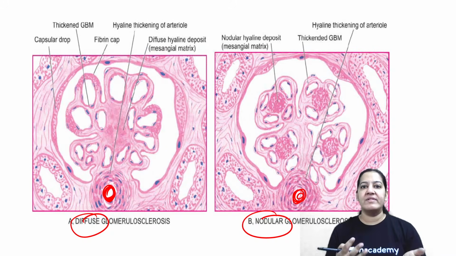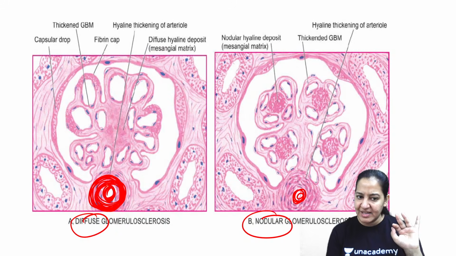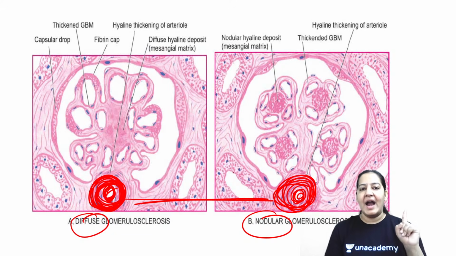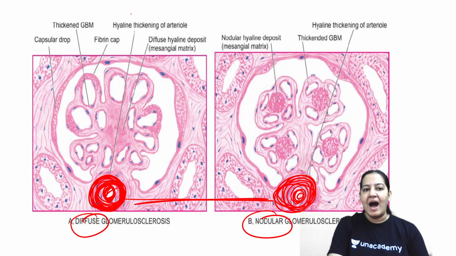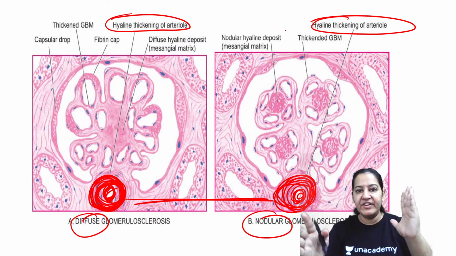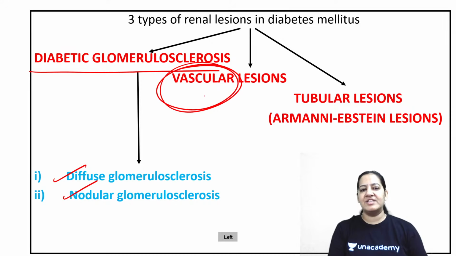Now, we know all blood vessels have 3 layers: tunica intima, tunica media, and tunica externa. So in the tunica media, can you see pink color deposit? That is again hyaline. So hyaline gets deposited in the media of the blood vessel here, and the same hyaline gets deposited in the media of the blood vessel here. So blood vessel changes are same in both of them, and that is known as hyaline thickening of the arteriole. That is hyaline arteriosclerosis, which is a common feature in diffuse as well as nodular. So diffuse as well as nodular, the vascular features are common.